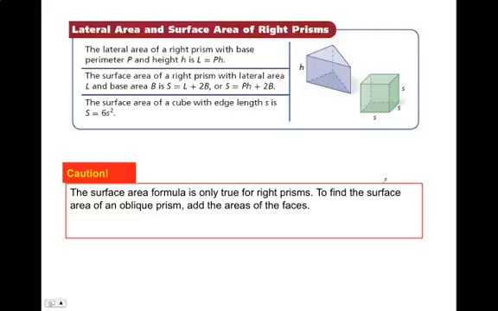So here are the formulas you need to know. These are on your formula chart, but what you need to remember is that that big P will be the perimeter of the base. So you have to know which face is the base. And that capital B is the area of the base. Now be careful, because these formulas only hold true for right prisms. To find the surface area of an oblique prism, you have to have the net and you have to find the areas of the faces and add them together. So let's look at right prisms to practice our formulas.